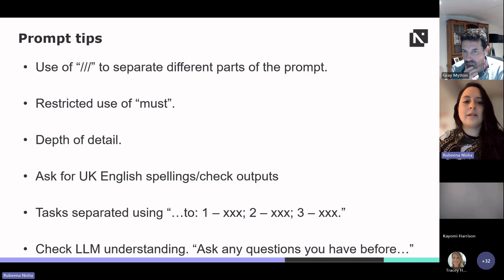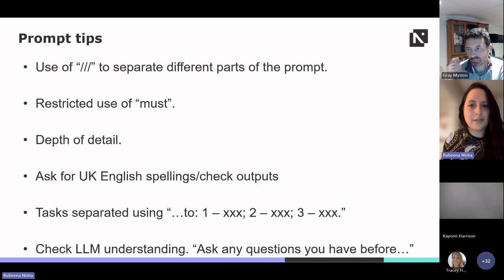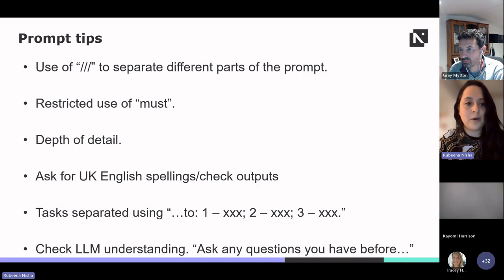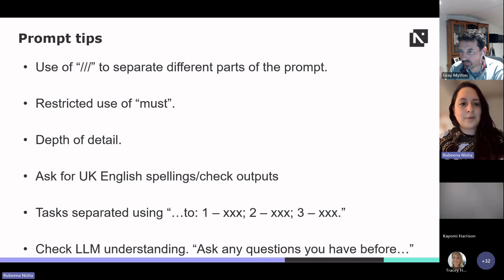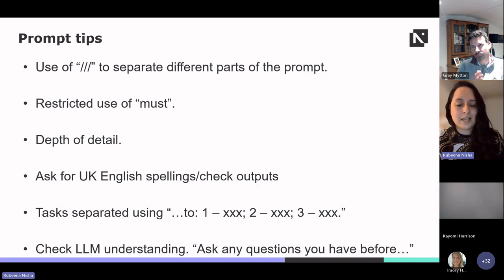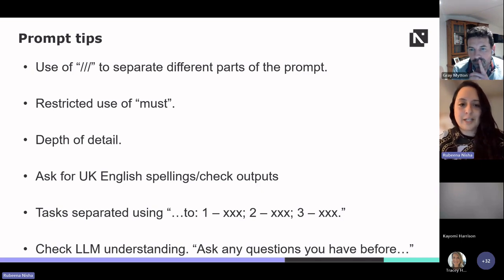It's good to iterate the depth of detail that you are asking it for. The more examples or explanation you can give the AI about the depth of detail you want, the more it's going to produce something that you want. It's useful to ask for UK English spellings and to check any outputs that it gives you. Things are increasingly getting more accurate. When I first started using it in, say, 2022, outputs were a lot less accurate, but as time has gone on things have become more accurate, but it's still really important to check everything, including spelling.